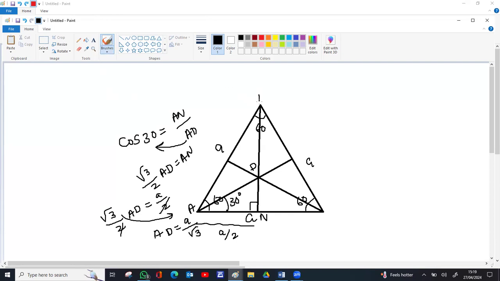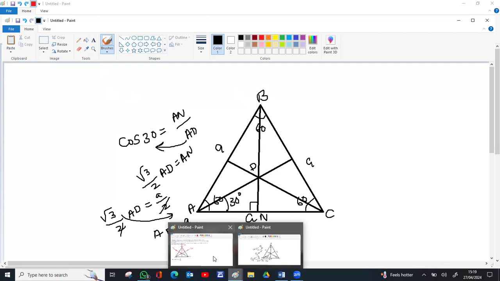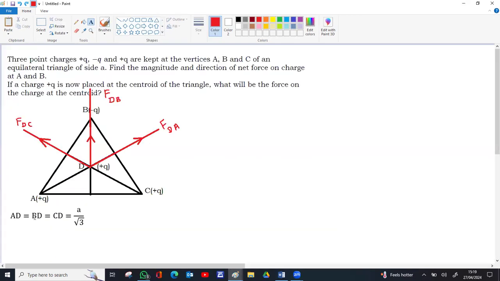If you learn this value directly, then you don't need to find it. Otherwise, in case you forget, you can go and check how to find it later. So the sides AB, AD, BD, CD all are a by root 3. Now, since the distances and charges are the same, the magnitudes of FDA, FDB, FDC all will be the same.